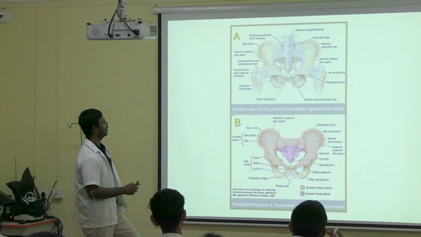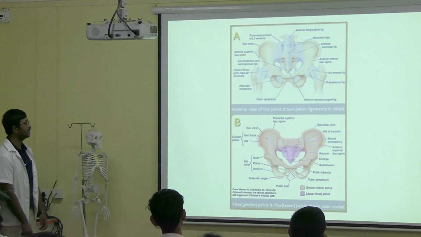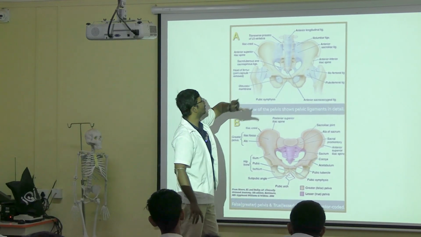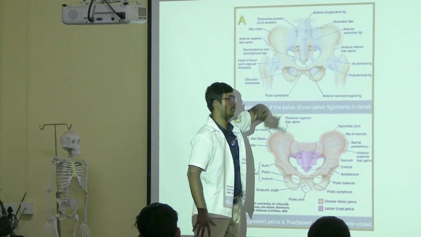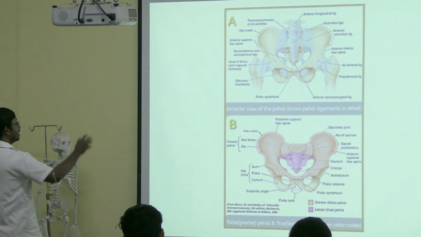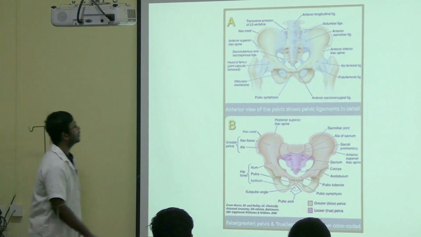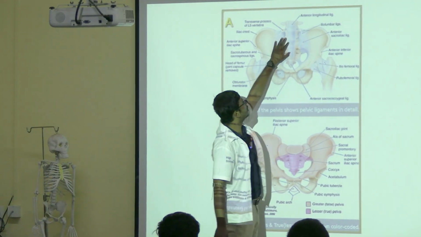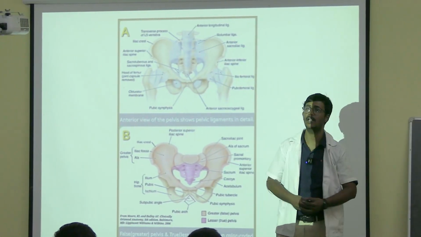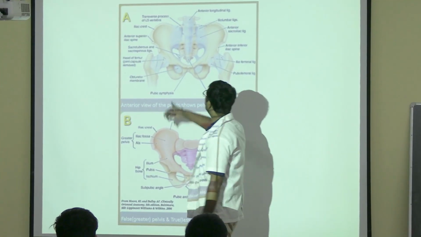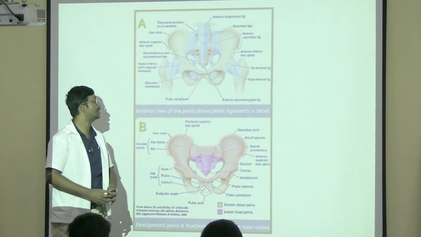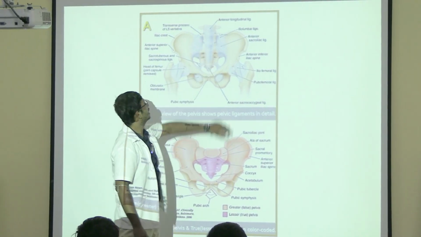Now coming to this structure. This is the view whenever you view the pelvis from the anterior way, that is your anterior view of the pelvis. Here you can see various ligaments of the pelvis. This is your anterior longitudinal ligament. If you remember the vertebral column class, I have told that the anterior longitudinal ligament will be passing anterior to the vertebra throughout the vertebral column. That is your anterior longitudinal ligament.